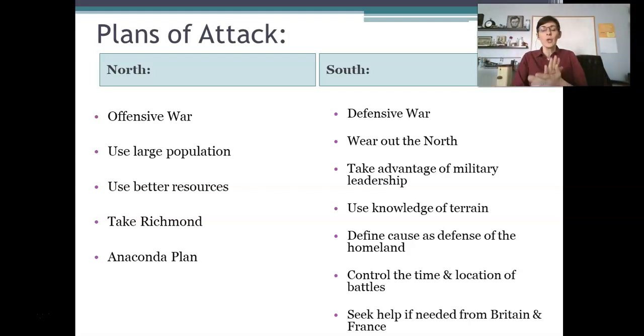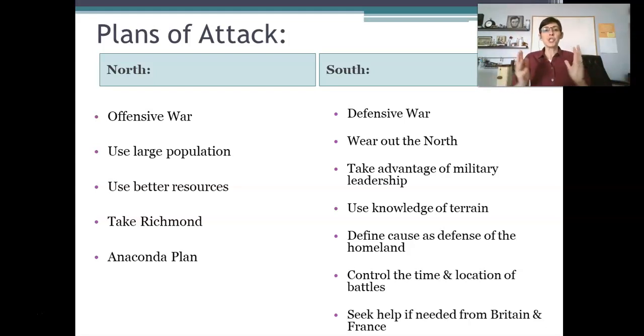Now, the South knew that the North was coming for them, right? So they were like, we're going to wage a defensive war. We want to wear out the North. We need to stall, right? If we can wear out the North and turn public sentiment against the war, it could force Lincoln to negotiate a settlement with us, right? So we're going to wear them out. We're going to take advantage of our military leadership, use our knowledge of the terrain, and define the cause as a defense of the homeland, right?